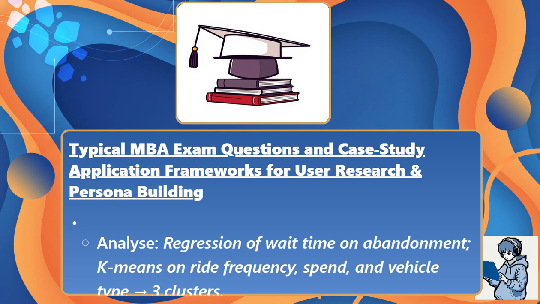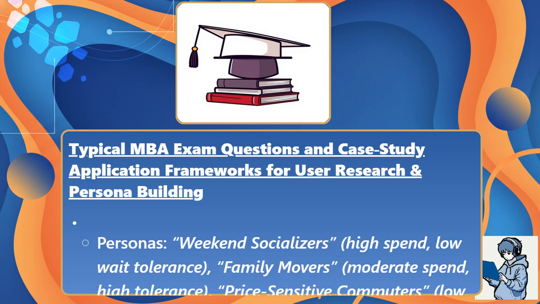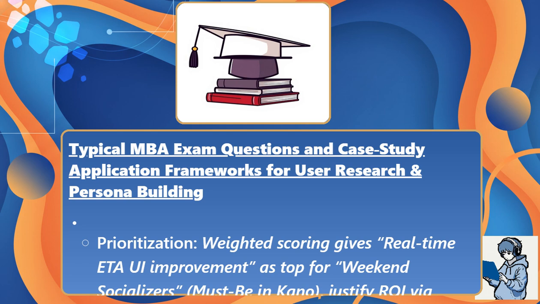Analyze: regression of wait time on abandonment; k-means on ride frequency, spend, and vehicle type, giving 3 clusters. Personas: weekend socializers (high spend, low wait tolerance), family movers (moderate spend, high tolerance), price-sensitive commuters (low spend, price driven). Prioritization: weighted scoring gives real-time ETA UI improvement as top for weekend socializers (must-be in Kano); justify ROI via regression coefficient.